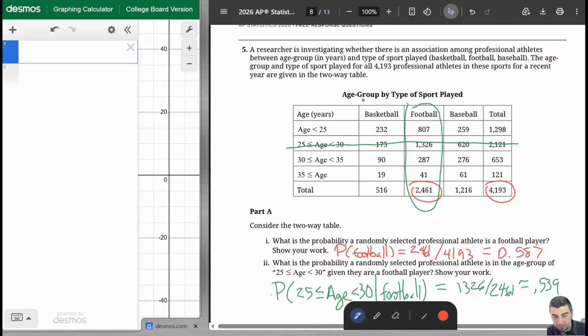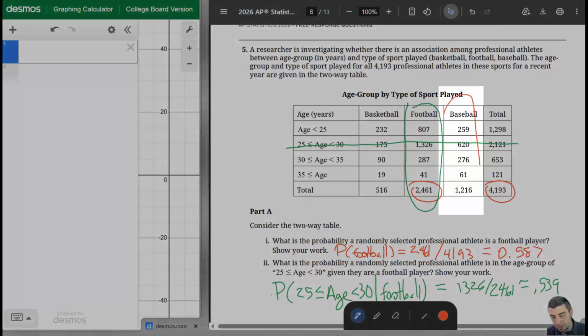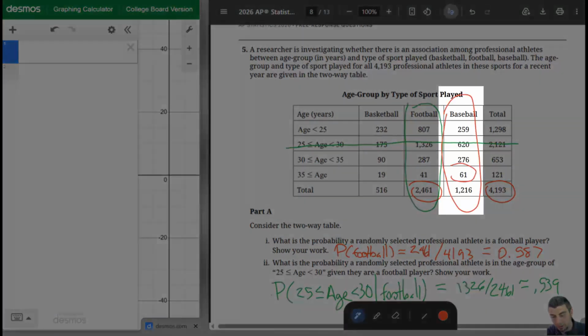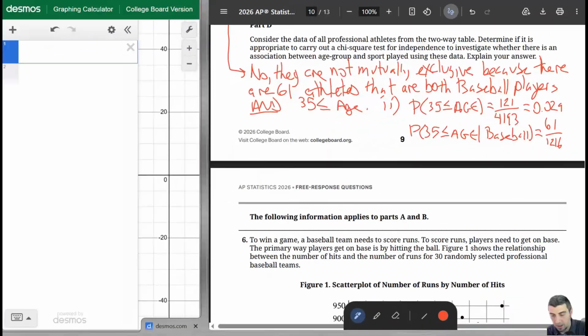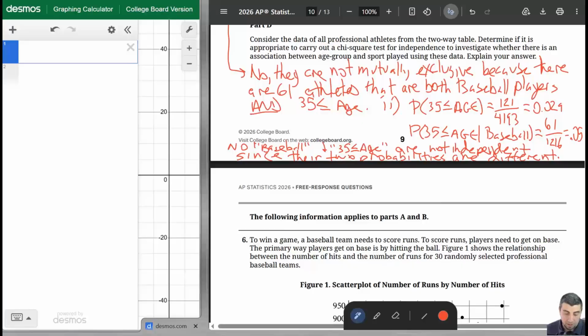And then the conditional probability that they're in that age group, given they play baseball, back up to the table, that would be given baseball and they're in that age group. So 61 out of 1216. And that comes out to 0.05. So you can see that those two probabilities are not equal. So that means that baseball and that age group are not independent, because those two probabilities are not equal.